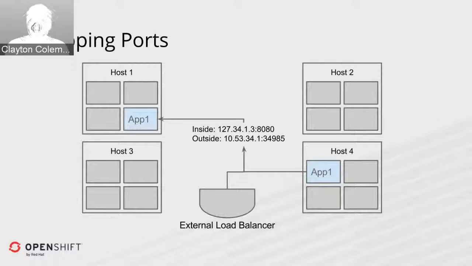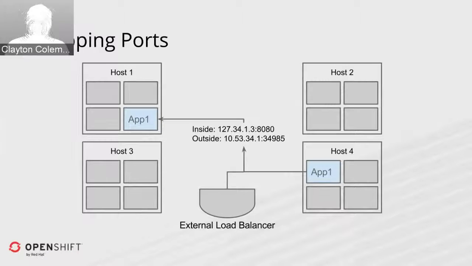And each of those containers has its own internal address where Apache, for instance, would listen on that 127 address on port 8080. And OpenShift would set up a mapping between the host's address and a high port to the inside. Then other components of the application elsewhere on the cluster would be able to talk to it over that high port. So both an external load balancer or the component of application 1 that's on host number 4 would talk to 10.53.34.1, which is the host's IP address, at port 34985, which is just an example.